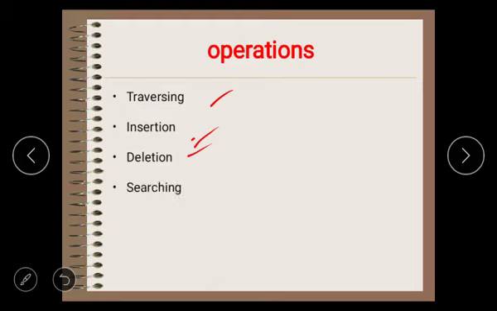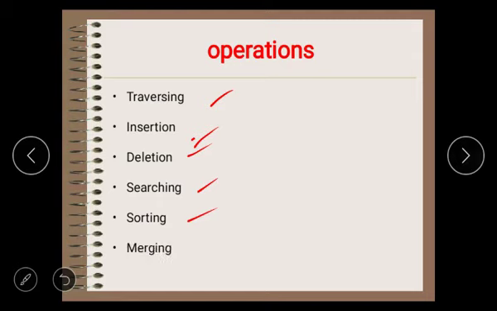And the next one is searching. In this searching operation, the process of finding the location of an element within the data structure is called searching. There are two algorithms to perform searching, that is linear search and binary search. We will discuss each of them in later videos. And the next one is sorting. The process of arranging the data structure in a specific order is known as sorting. There are many algorithms that can be used to perform sorting, for example, insertion sort, selection sort, bubble sort, and so on.